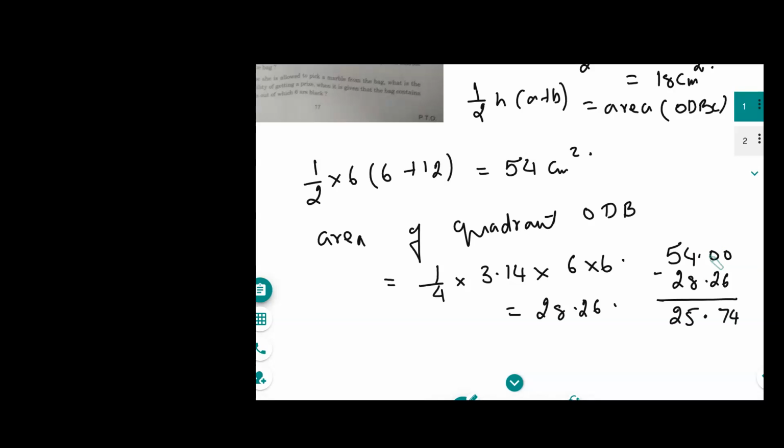25.74. Now, the required area is the area of the triangle AOD plus this region BDC. So, now adding up both, 25.74 plus 18 gives you 43.74 centimeters square. Hence, the required area is 43.74.